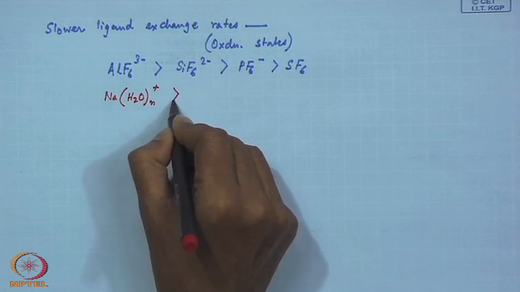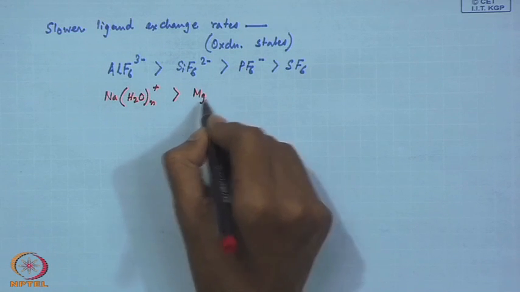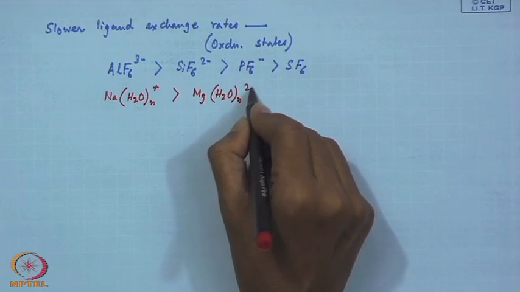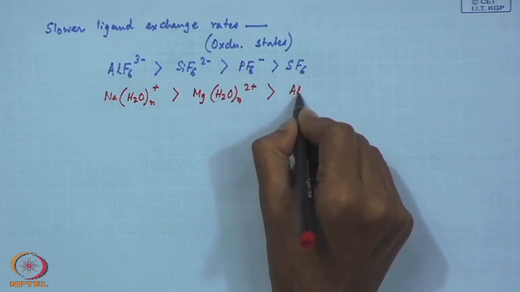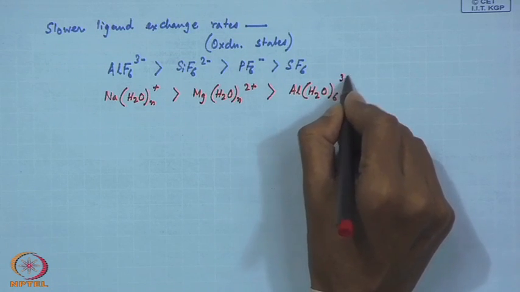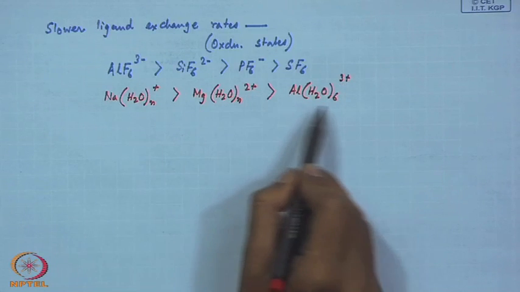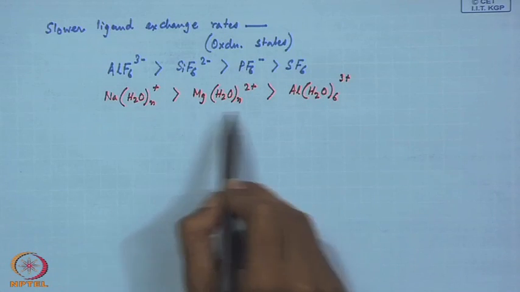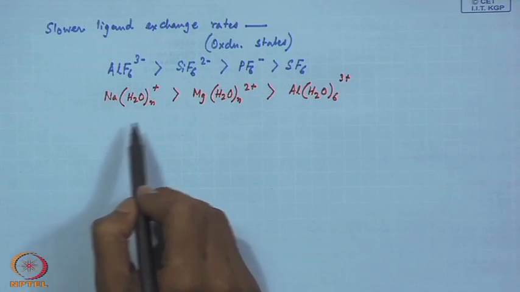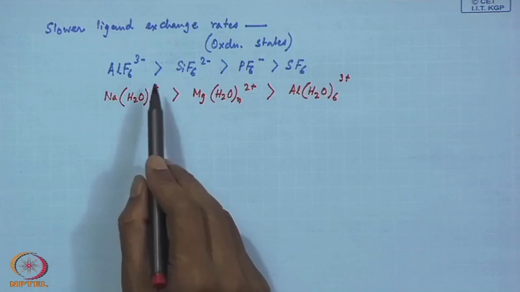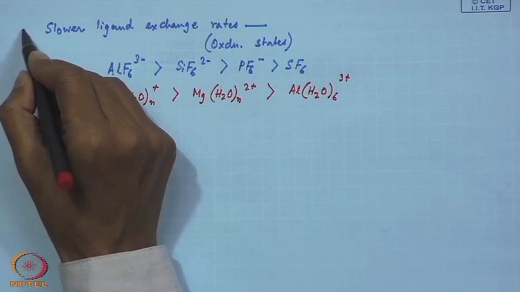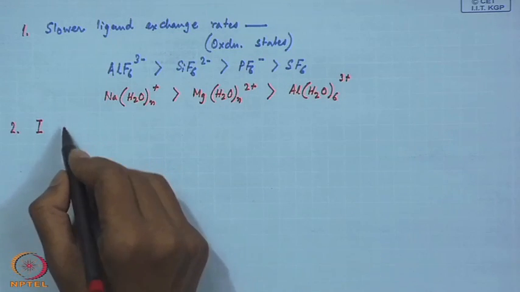For monocationic sodium, the rate is higher than that of our magnesium aqua compound, which is bivalent, and which is greater than that of aluminum 3 plus. So, as we change the oxidation state, the rate of the reaction is decreasing, and the highest possible rate of ligand exchange, whether it is fluoride exchange or water exchange, is for the lower oxidation state. And similarly, it also has a dependence, this is case 1 and this is case 2, on ionic radii.